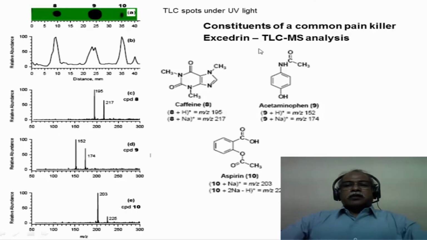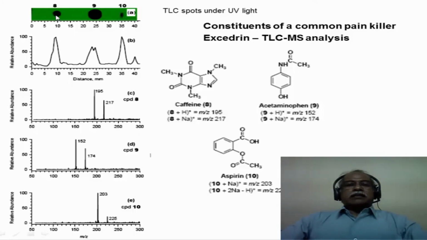Here are the constituents of a common painkiller called Excedrin. This is available in the market, and Excedrin has three different molecules: caffeine, acetaminophen and aspirin. Aspirin and acetaminophen are analgesic in nature. Caffeine is essentially a stimulant, so this is a mixture that is present in Excedrin.